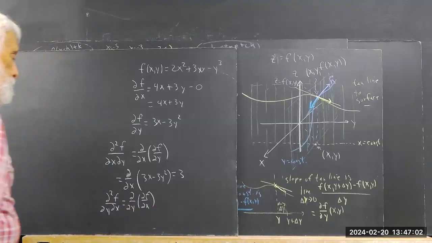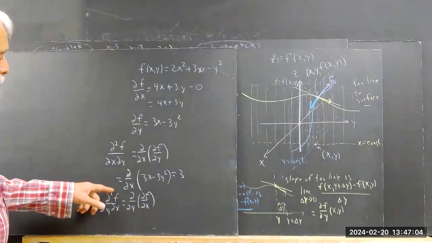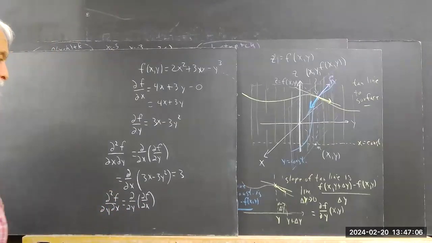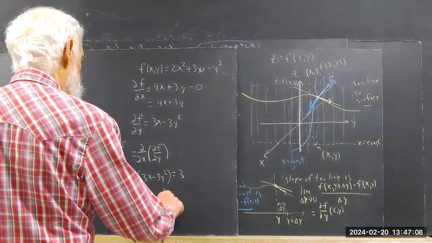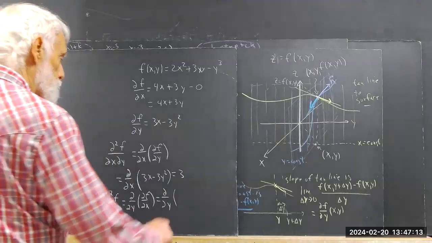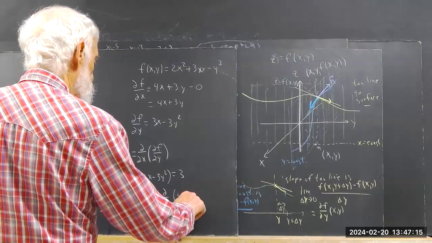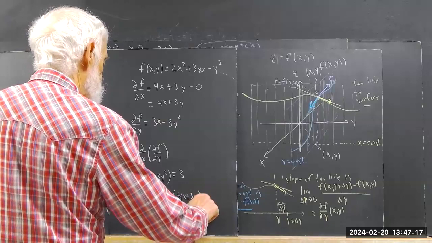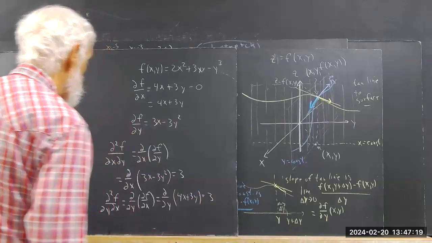If we do it in the opposite order, we do the partial with respect to x first, then the partial with respect to y. We get the partial with respect to y of what we got for the partial with respect to x, that's 4x plus 3y, which again equals 3.